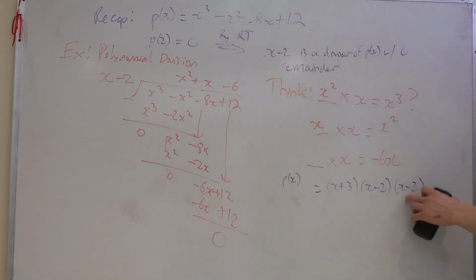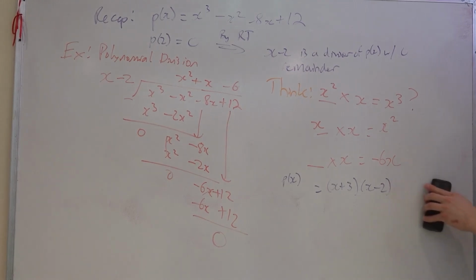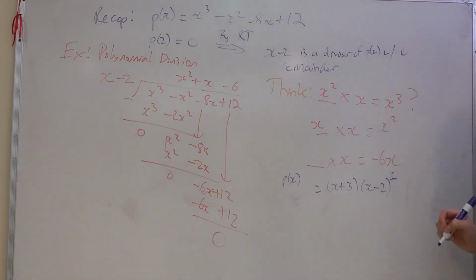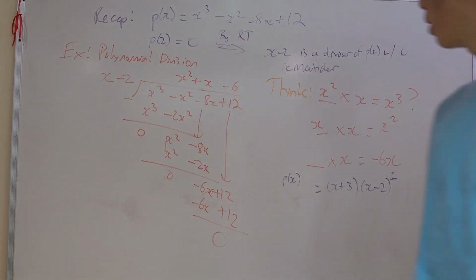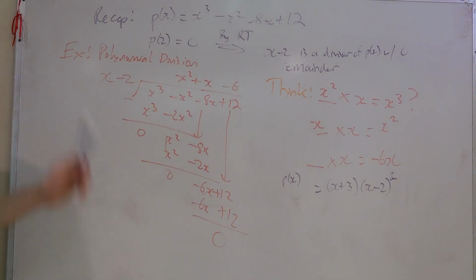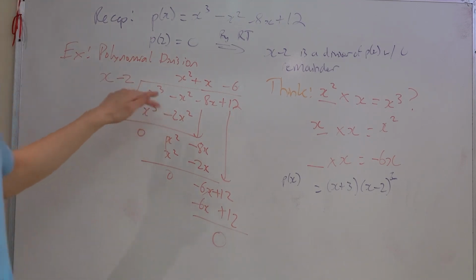Okay, x minus 2 and x minus 2, you can square that. And wow, look at that. I got my polynomial into a factored form just by doing this division. So this division thing allowed us to take care of a cubic. We couldn't factor general cubics before.